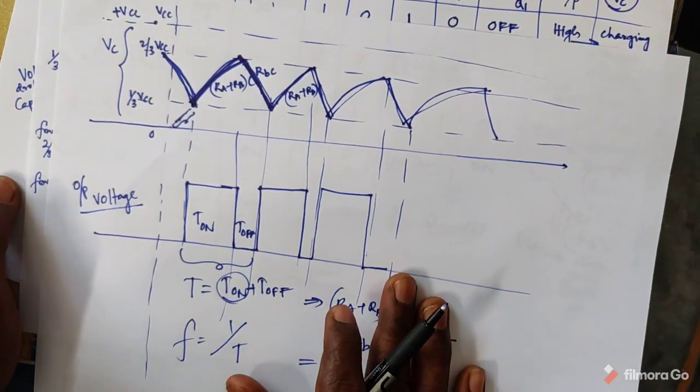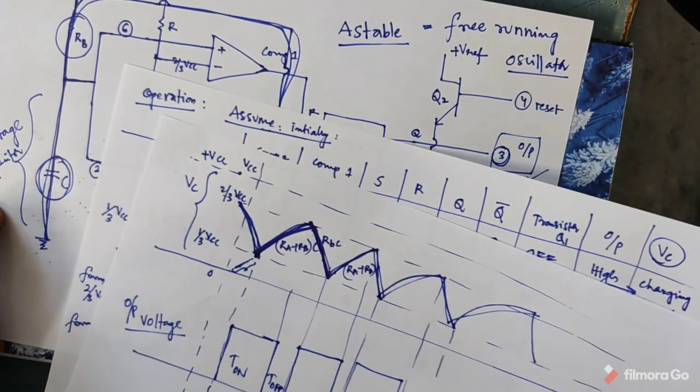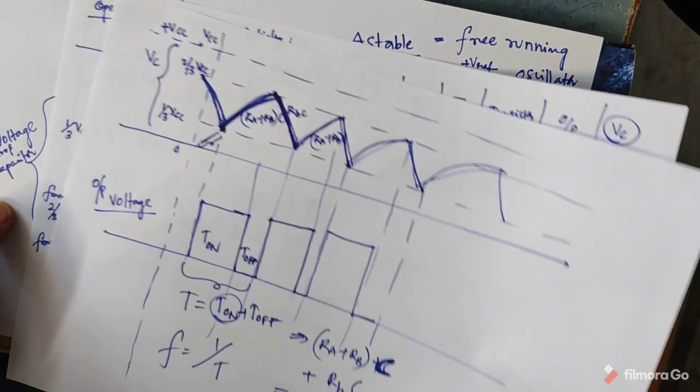So continuously you can generate this type of waveform without applying any external trigger. This is also called a free running oscillator.